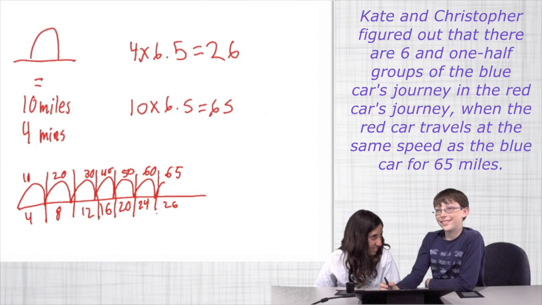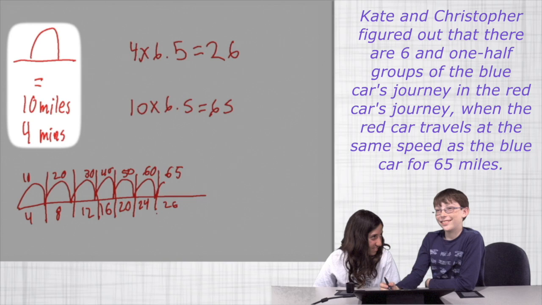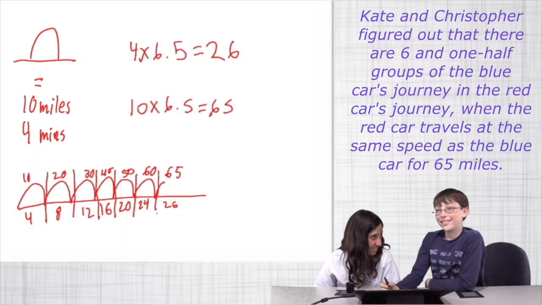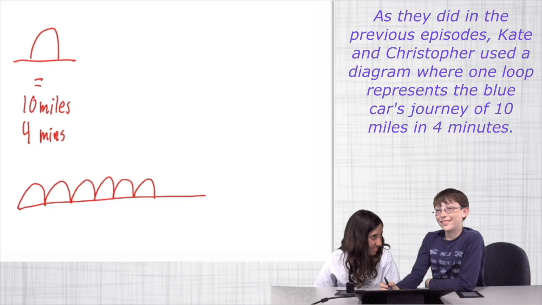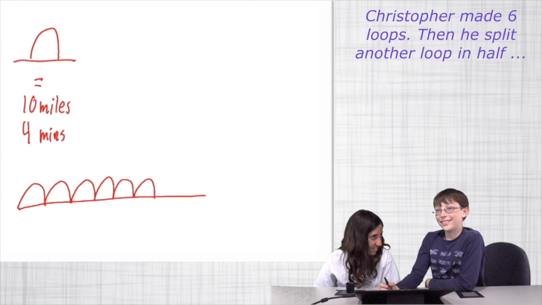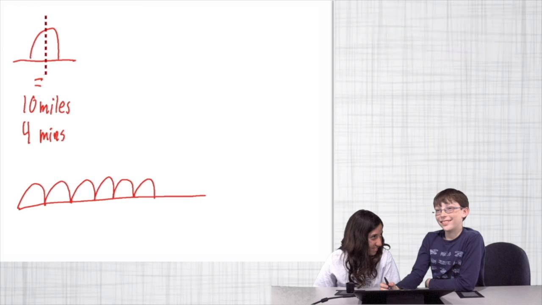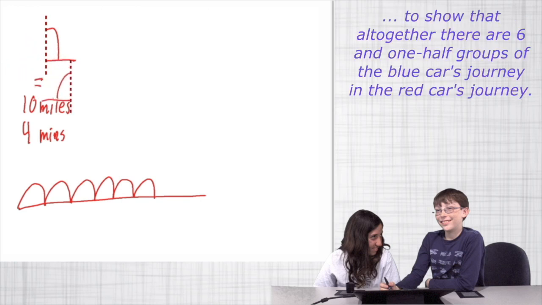Kate and Christopher figured out that there are 6 1/2 groups of the blue car's journey in the red car's journey when the red car travels at the same speed as the blue car for 65 miles. As they did in the previous episodes, Kate and Christopher used a diagram where one loop represents the blue car's journey of 10 miles in 4 minutes. Christopher made 6 loops. Then he split another loop in half to show that altogether there are 6 1/2 groups of the blue car's journey in the red car's journey.